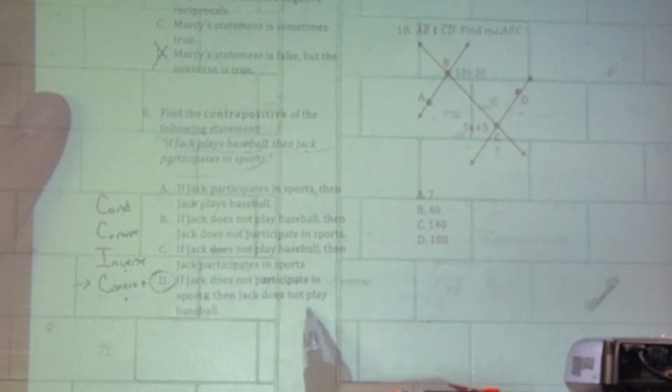Let's make sure it fits, though. It should say, then Jack does not play baseball. That's perfect. D is it. D switched them and made them the opposite.